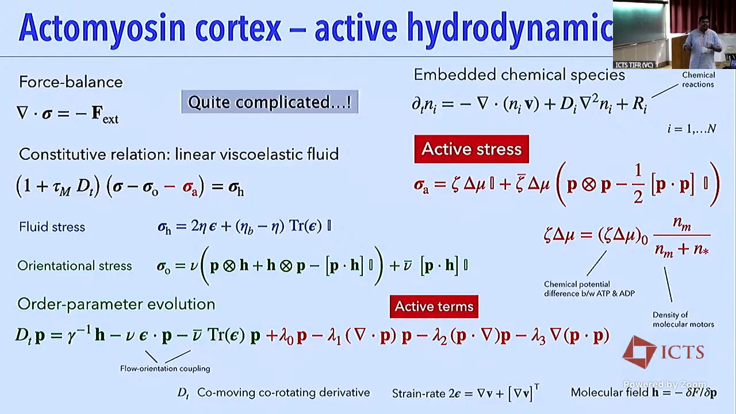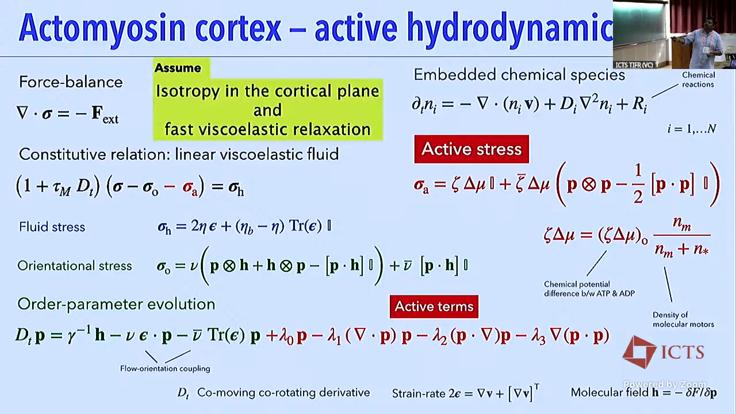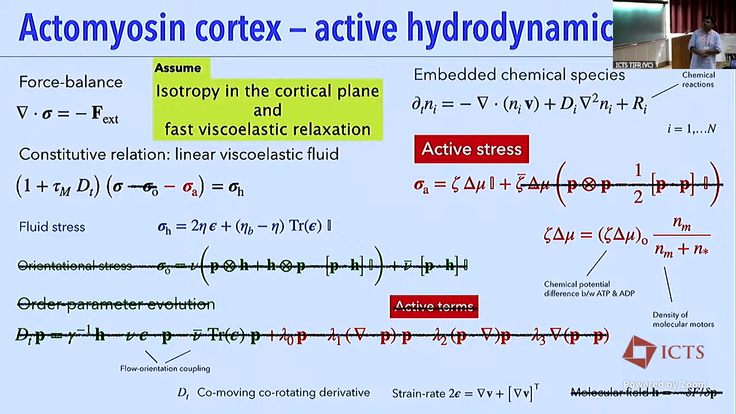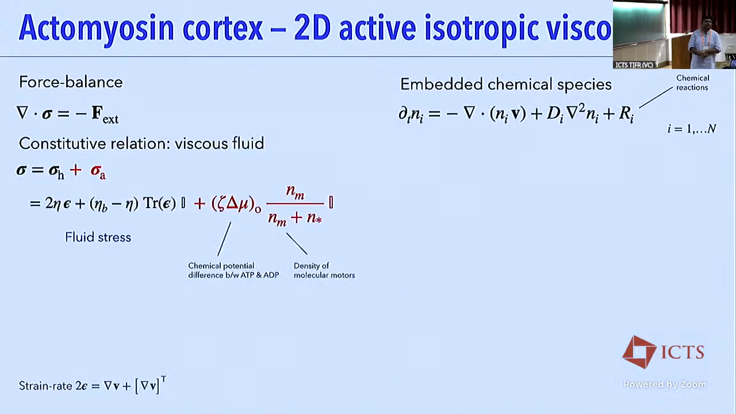This is obviously quite complicated, right? So usually one writes all of these things and then there are so many parameters, it's very difficult to understand what's going on. So what I'm going to do is assume that there is isotropy in the cortical plane, which means I'll neglect all the anisotropic components. I'll assume there's fast viscoelastic relaxation, which means I'll neglect all the viscoelastic effects. And so what that does is to knock off a bunch of things, which is nice. And then I get something rather simple.